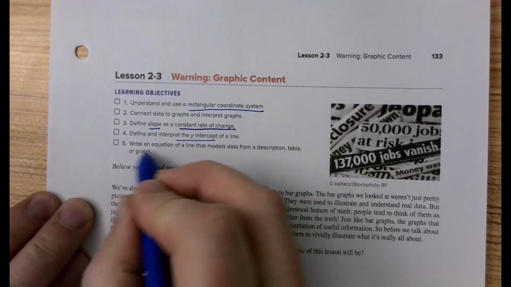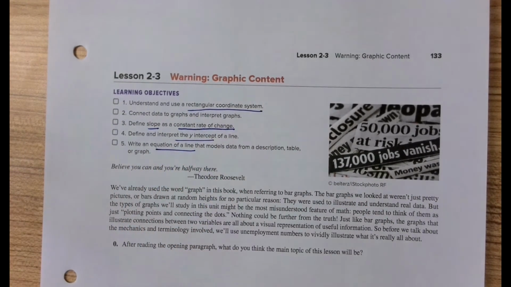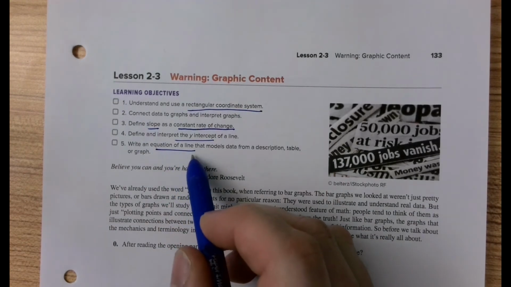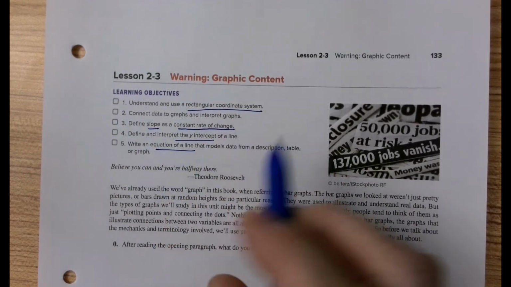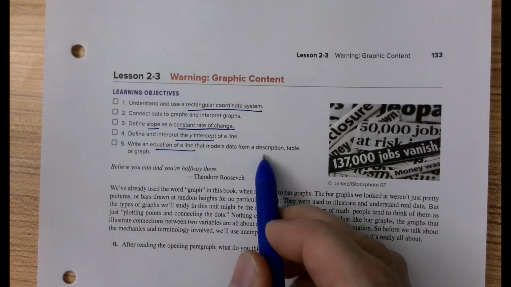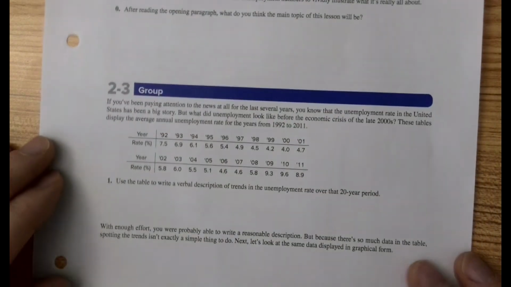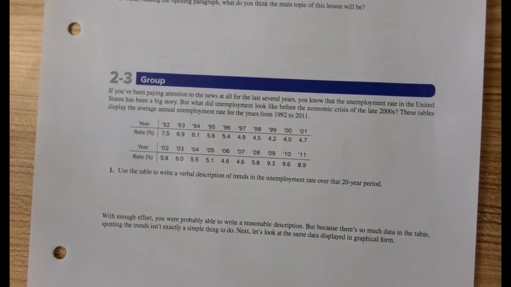And ultimately, our goal is to write equations of a line. And the goal of that is to model data. Now, you're going to be expected to know how to write these equations from a description, from a table, or from a graph, either way. So let's take a look at number one here with this data. Our author says, hey, what kind of trends do you see?